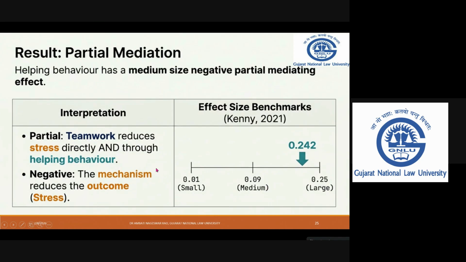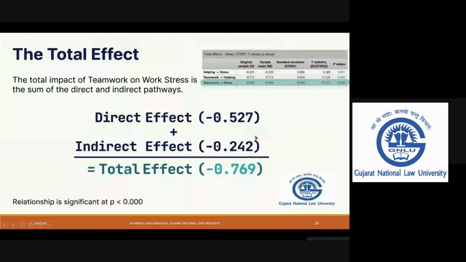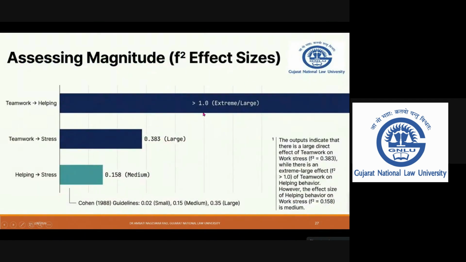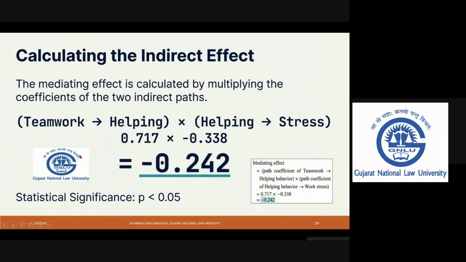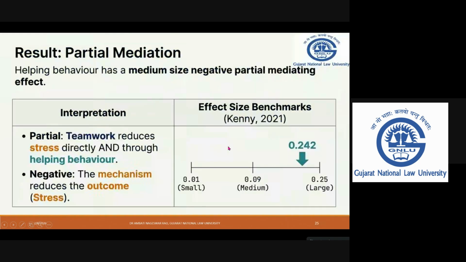Now, look at the benchmark. I think this was teamwork wise. We looked at effect size. Teamwork to helping behavior, it is greater than 1. Teamwork to stress, it is large. Helping behavior to stress, it is medium. The output indicates that there is a large direct effect of teamwork on work stress. That's what we have shown. Right? The direct effect is very high as compared with the indirect effect.